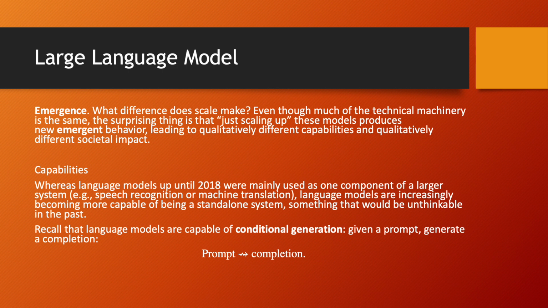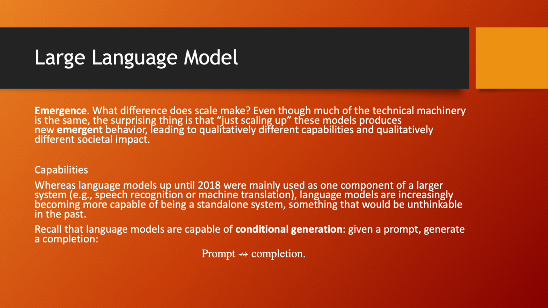Now, continuing on the large language models, let's talk about emergence. What difference does scale make? Even though much of the technical machinery is the same, the surprising thing is that just scaling up these models produces new emergent behavior, leading to qualitatively different capabilities and qualitatively different societal impact.